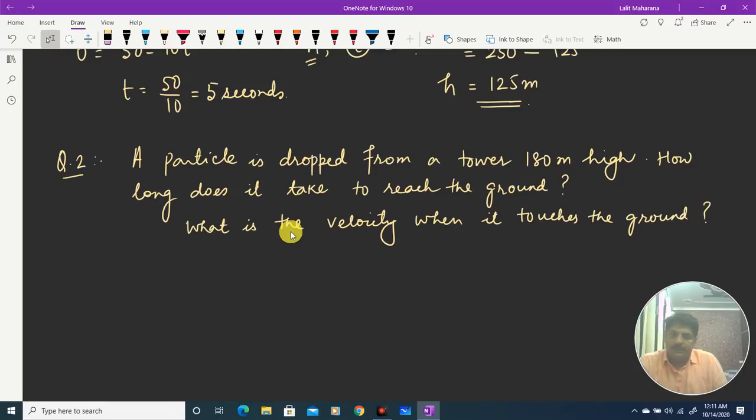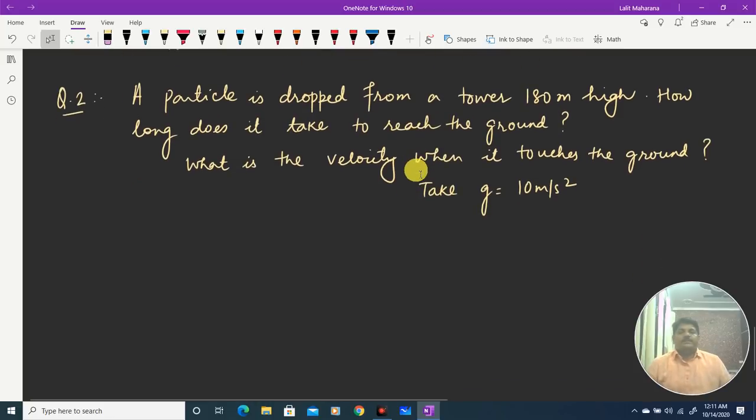Again, the value given for g is, they have given, take g equal to 10 meter per second square. Now let us see this question. The question is, a particle is dropped from a tower 180 meter high. So let us draw the tower first. Imagine this as the tower, and this height is given, 180 meter.